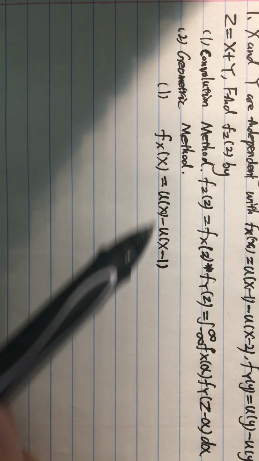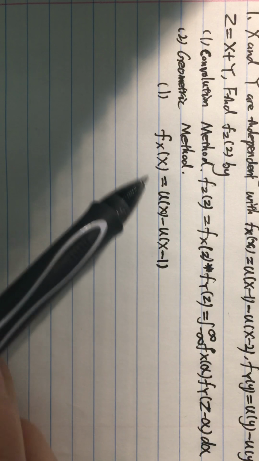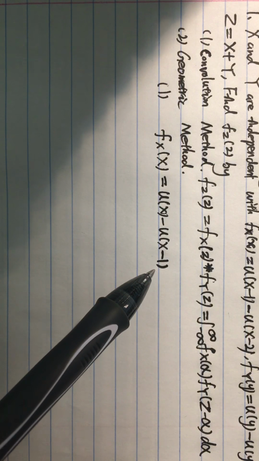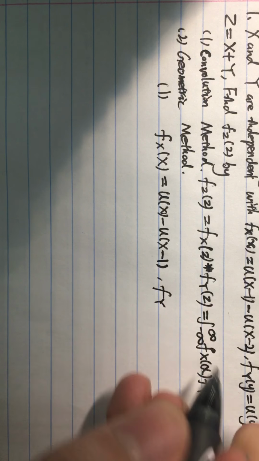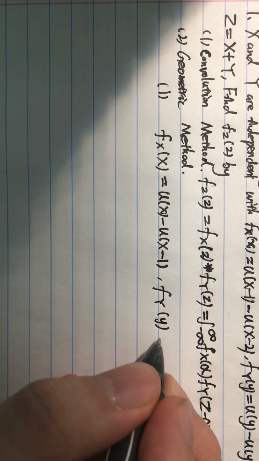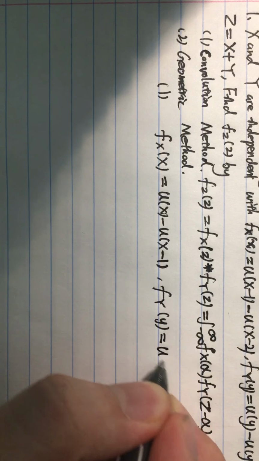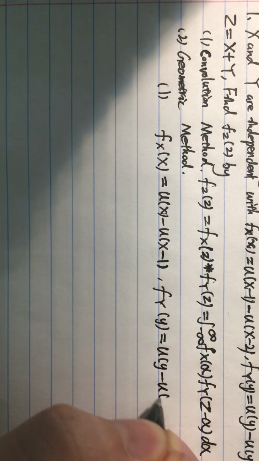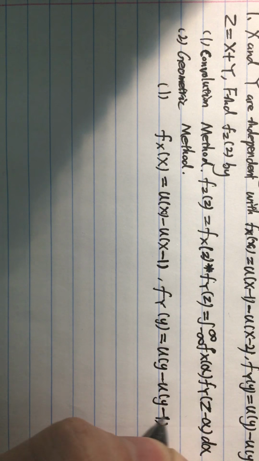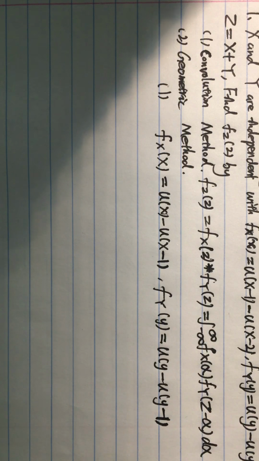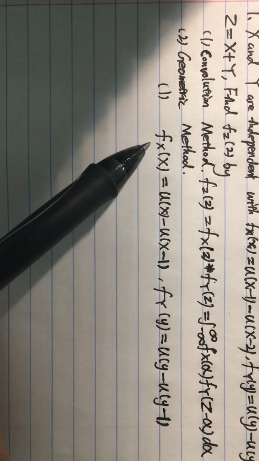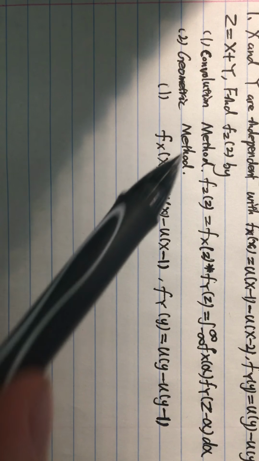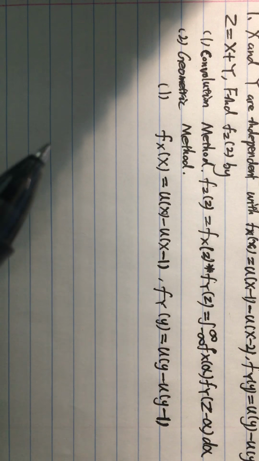Shift to the right side. Shift to the left side by 1. The result is this, and the density function of y equals this. In the next question, we will also find the density function of z by this first.